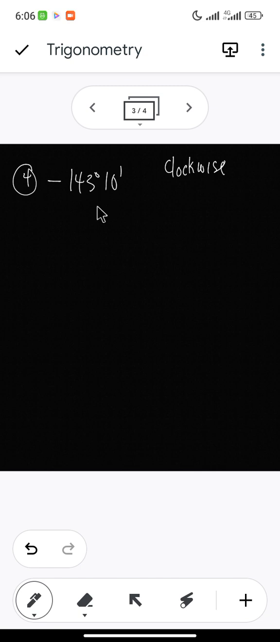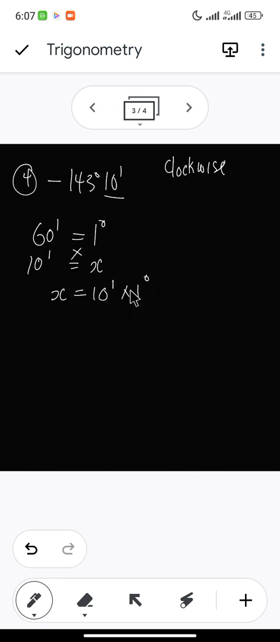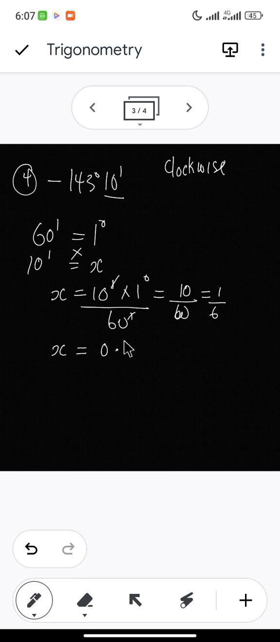So this is like the second kind of solving, because we have to convert minutes to degrees. So we just move with this alone. If 60 minutes gives you 1 degree, 10 minutes will give you how many degrees? So cross multiply. X gives you 10 minutes times 1 degree all over 60 minutes. This will cancel out, so you're left with 10 over 60, which gives you 1 over 6. And in decimal form, X gives you 0.16666, so approximately 0.167 degrees.